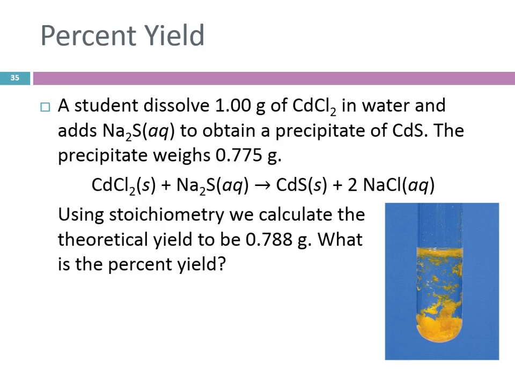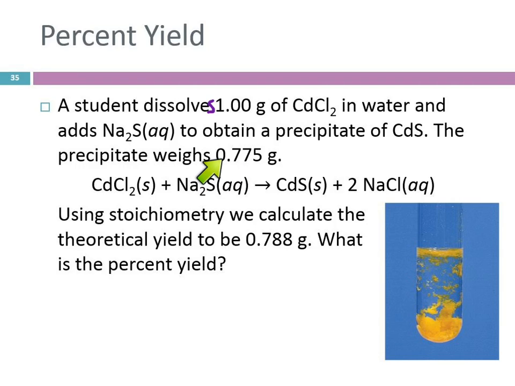So here's an example. A student dissolves, singular noun. Good grief. Okay. A student dissolves 1.00 grams of cadmium(II) chloride in water and adds sodium sulfide to obtain a precipitate of cadmium(II) sulfide. The precipitate weighs 0.775 grams.